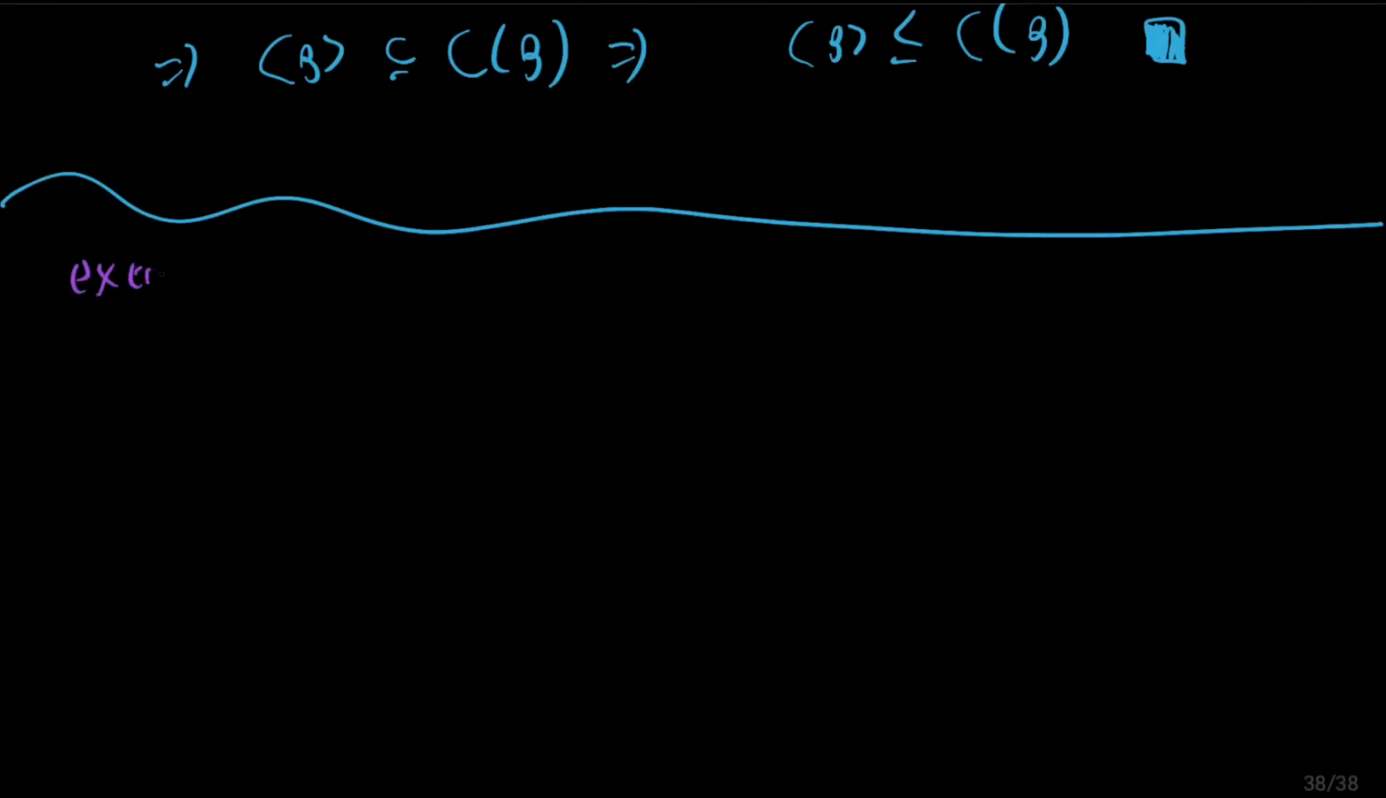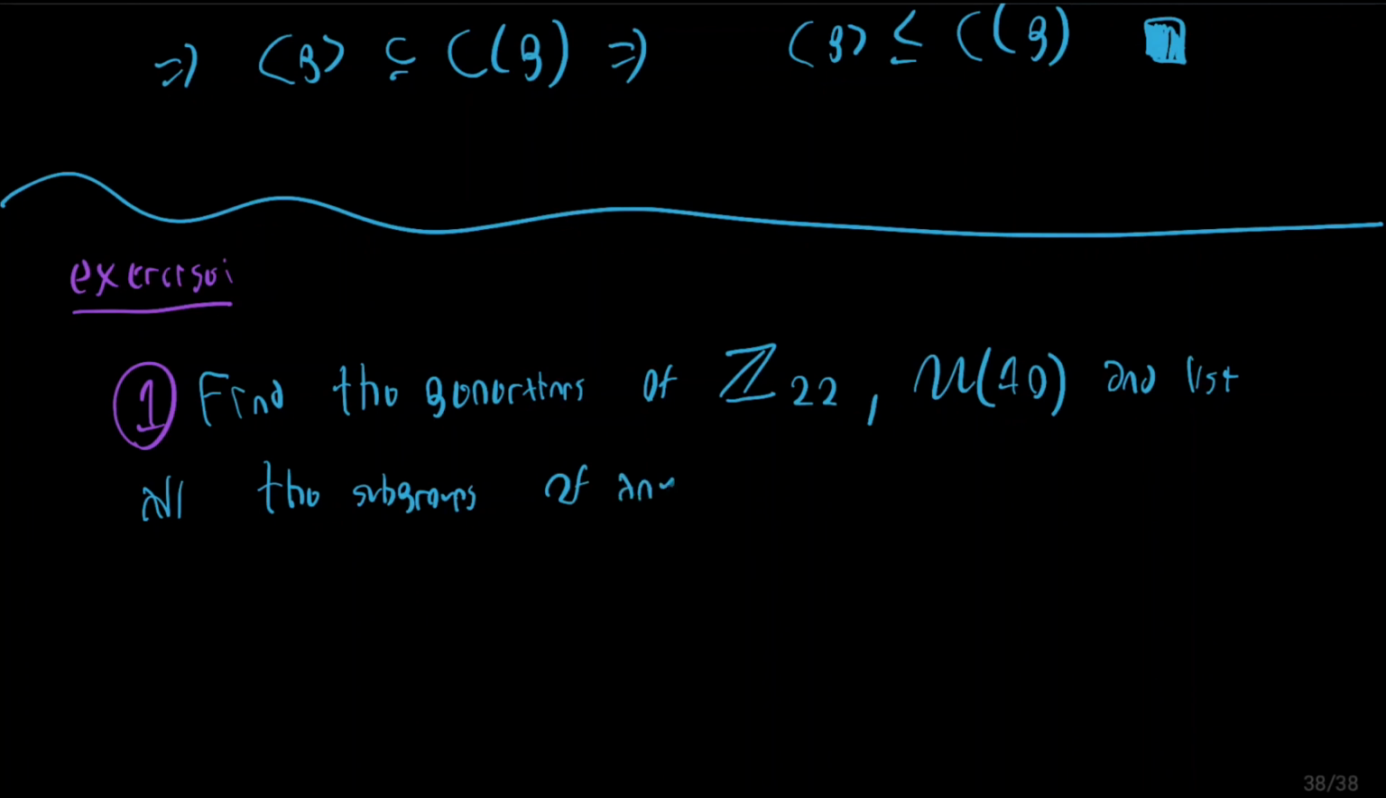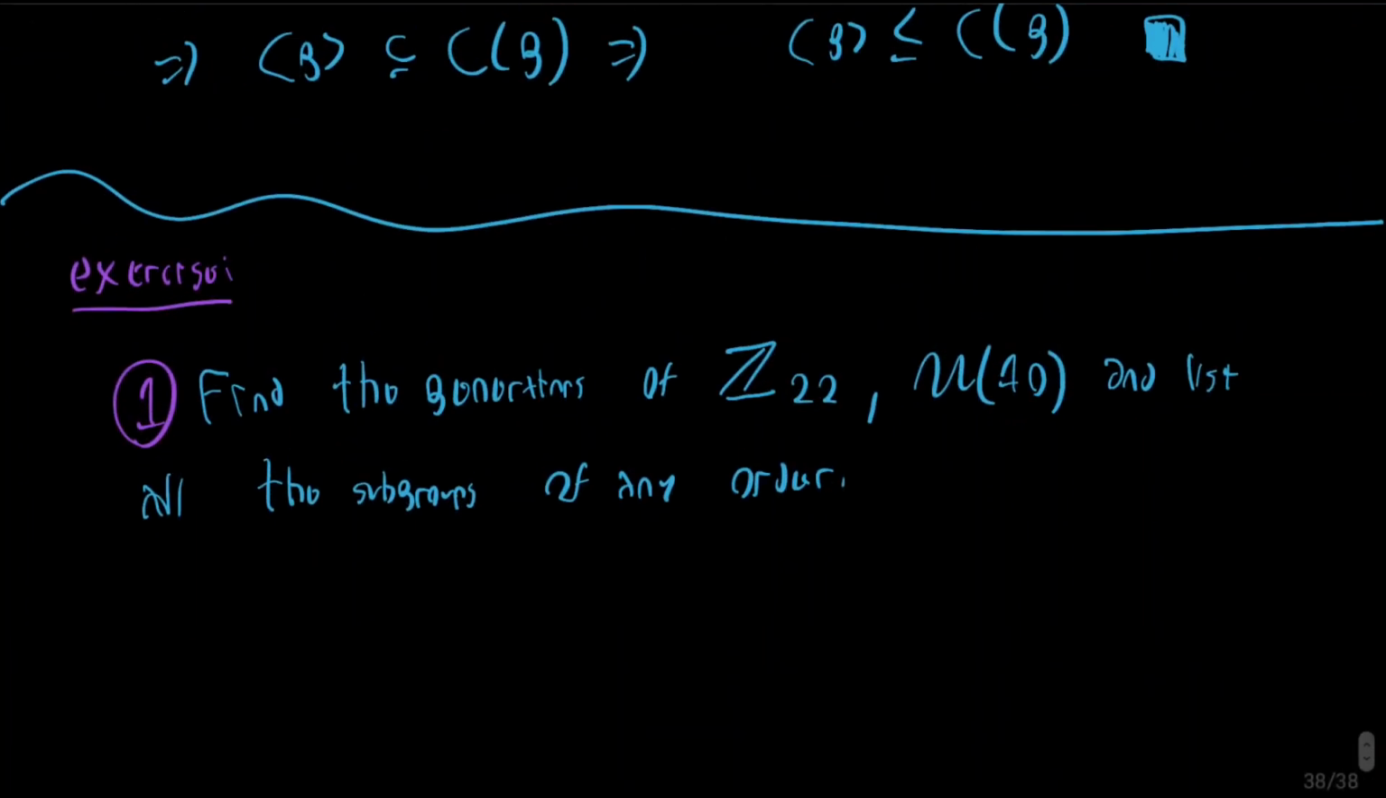As an exercise before we conclude the video, you can try to do the following things: using the facts that we have proven, try to find the generators of Z, the addition group modulo 22, as well as the multiplicative group mod 10, and list all the subgroups of any order. So using again the facts about the divisibility of the orders of the subgroup and so on.